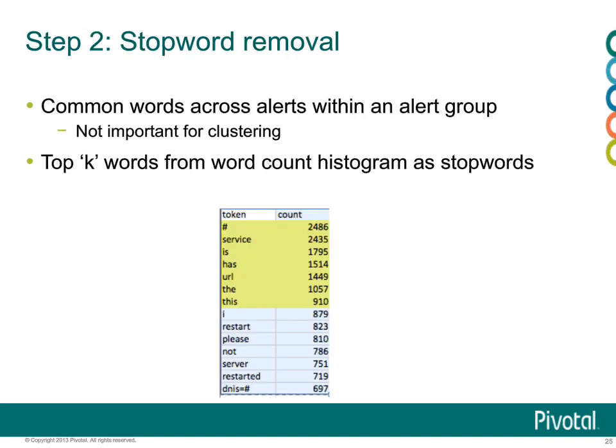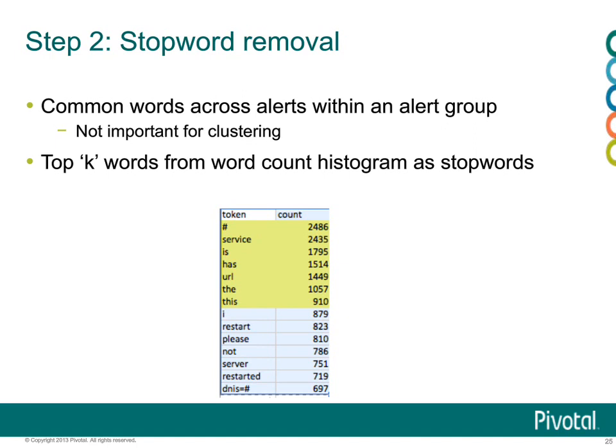Then we need to remove stop words. Stop words are common words that occur across all the alerts, like the words the, is, or has. They occur in all of the alerts, and they are not going to help towards clustering. So in order to identify these stop words, we do a word count histogram within each alert group and pick the top K words as stop words and remove them.